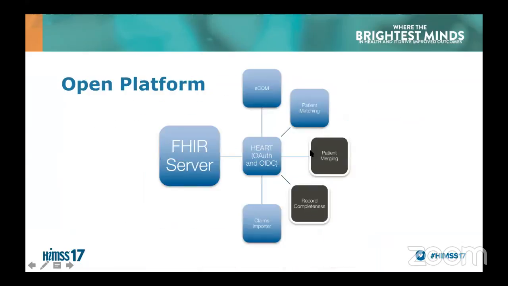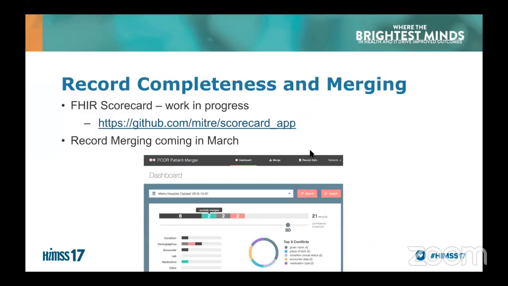Okay. The last things that I want to talk about here are patient merging and record completeness. So record completeness and merging, what we are working on right now is we have a FHIR scorecard application, which you can see at the URL that I have below. What that FHIR scorecard service does is it will look at an individual FHIR record, and based on that FHIR record, it will give you a score as to the quality of that record.